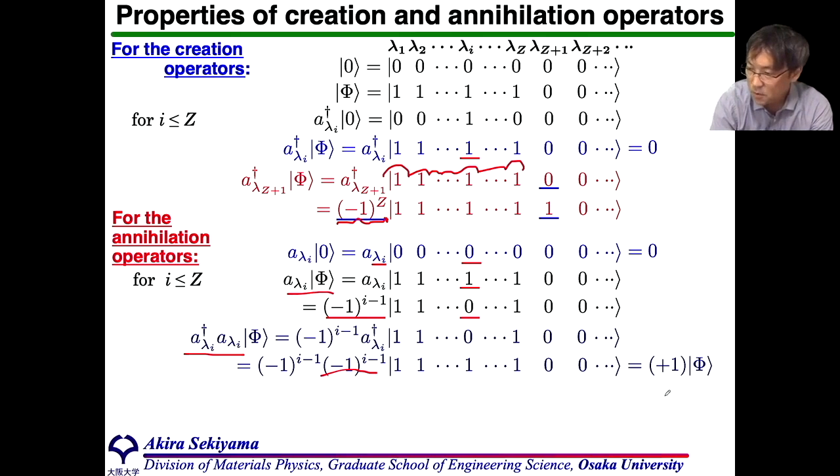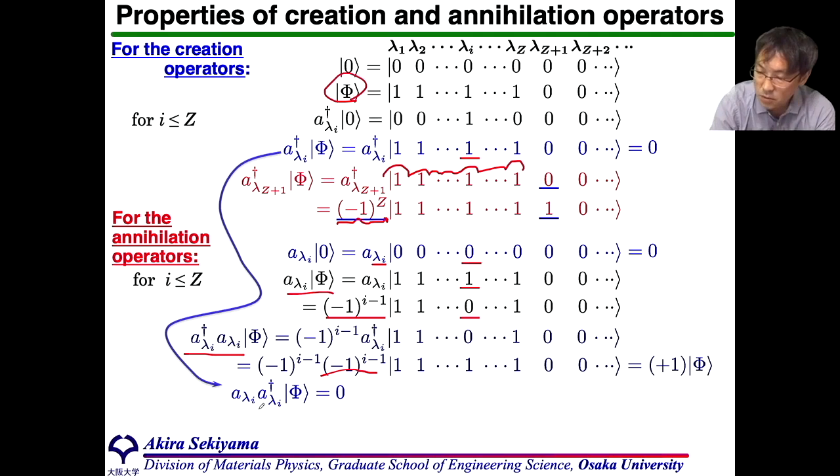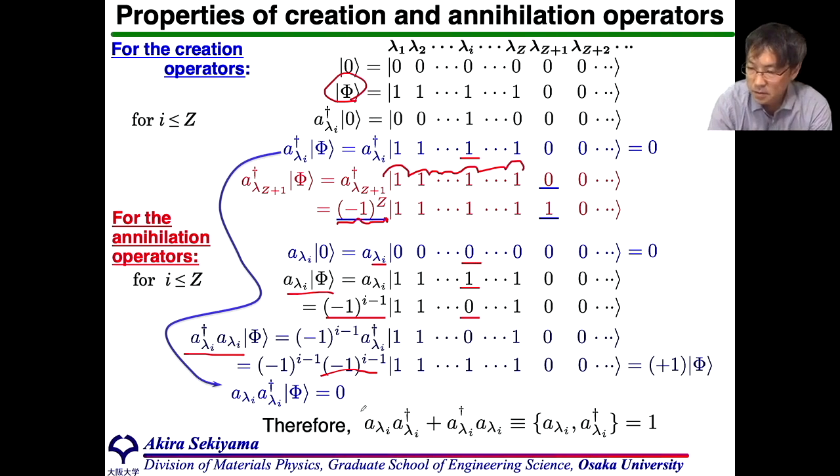Then we get this, which is equivalent to the original state phi. We consider its conjugate procedure like this one, but we can easily understand that this state is 0. This state becomes also 0. Therefore, the summation of this procedure and this procedure becomes 1. This is usually known as an anti-commutation relation, expressed as this formula.